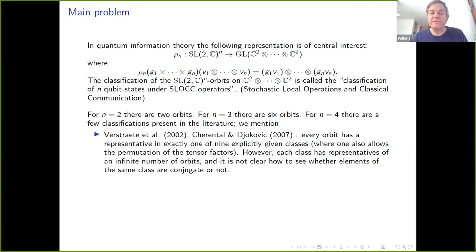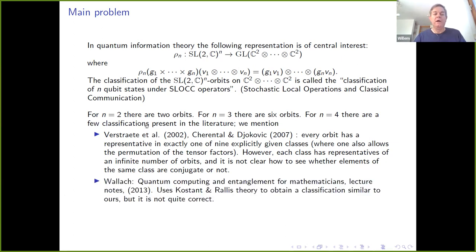What comes out of there is that they obtain 9 classes of elements. The theorem is that every orbit has a representative in exactly one of those classes. However, any given class has representatives of an infinite number of orbits. And it is not given how to find out if two elements of the same class are conjugate or not, for example.